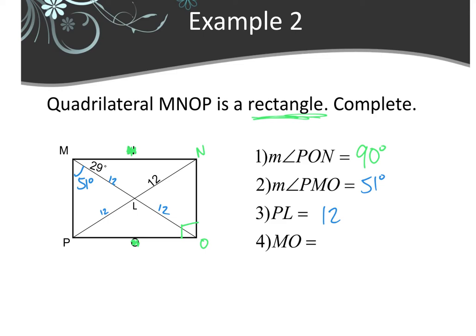MO. What would be the length of MO? Christian. 24, baby. How? 24 times 2. 12 plus 12? You add them together. 12 plus 12. Yeah, you can just do 12 times 2. So this would be ML. ML plus LO will give you MO. All right, questions? Yeah, Christina.